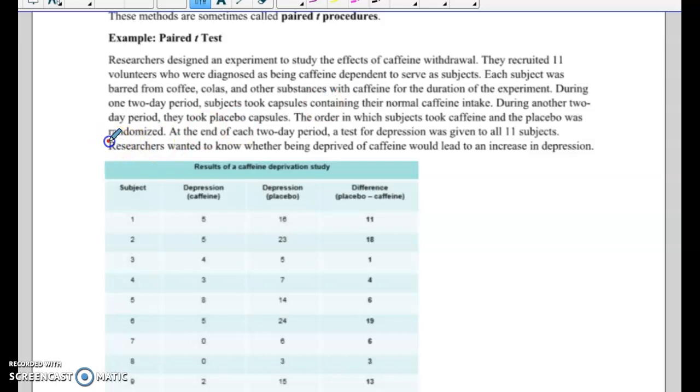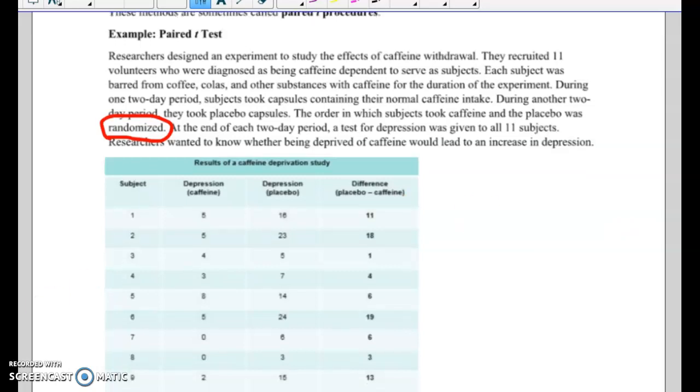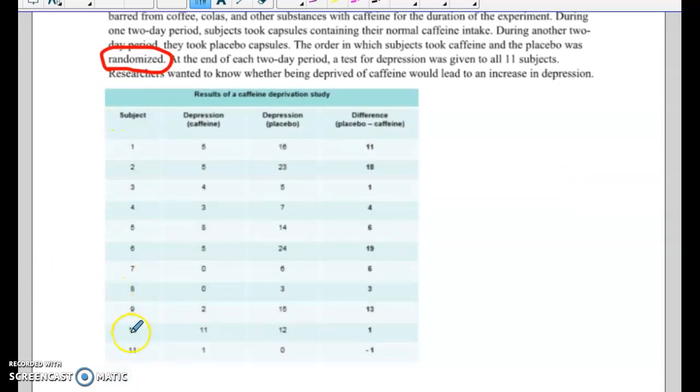So we don't have a random sample here, but the randomized treatments are going to make sure it's okay in this experiment. At the end of each 2-day period, a test for depression was given to all 11 subjects. Researchers wanted to know whether being deprived of caffeine would lead to an increase in depression. So here are my results. So here are my 11 subjects. This was their level of depression with caffeine, and this was their level of depression on the placebo.